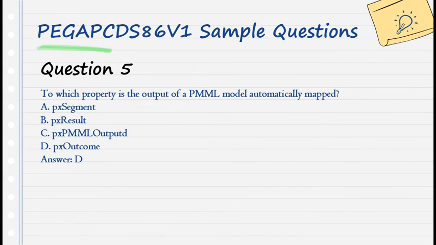Question 5. To which property is the output of a PMML model automatically mapped? A. PX segment. B. PX result. C. PX PMML outputted. D. PX outcome. Answer: D.